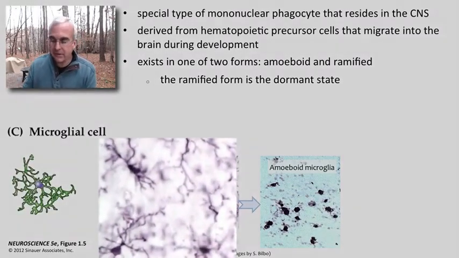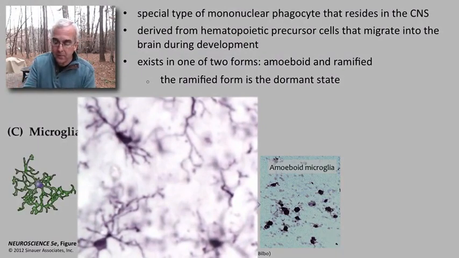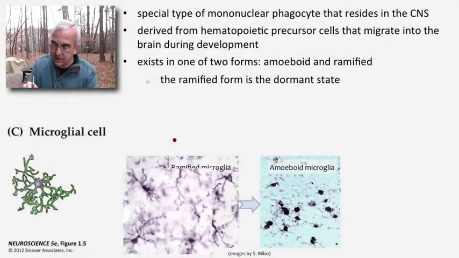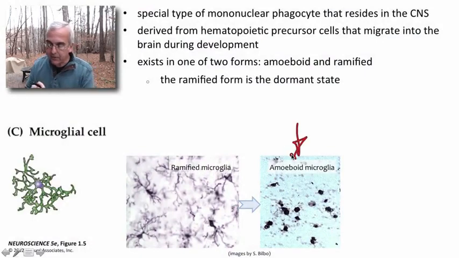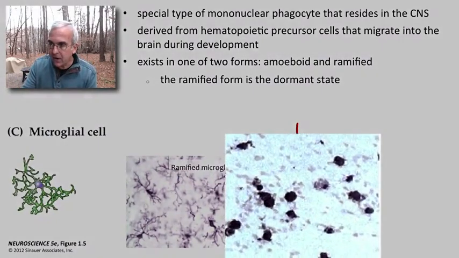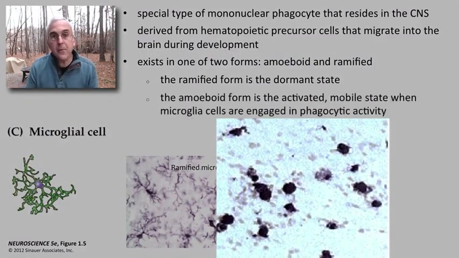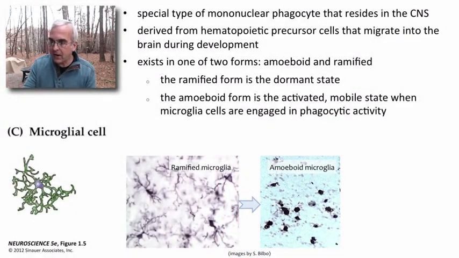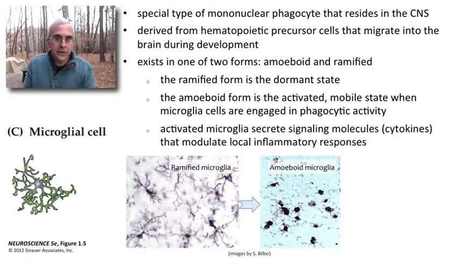They are lying in wait, and in the event of injury or inflammation, then these cells will retract their processes and convert to what's called an amoeboid state, which is what we see over here in the right-hand figure. So these are all activated microglial cells that are now on the move. So the amoeboid form is the activated mobile state when microglial cells are mobilized and engaged in phagocytic activity. And this is one principal function of microglia, is that they phagocytize cellular debris that is found at the site of injury in the nervous system. But they also secrete signaling molecules, numerous kinds of cytokines, for example, that can modulate local inflammatory responses.